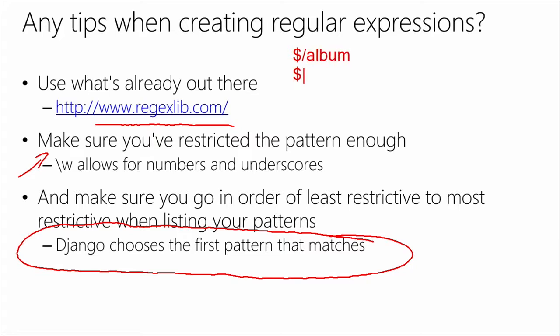And then I wrote another one that said $/album/ and let's say backwards W plus. Where's my plus sign? Plus sign. There we go. OK. So let's say that I wrote those two patterns. This would actually pose a problem for me. And the problem is, first of all, that I should have used a caret.